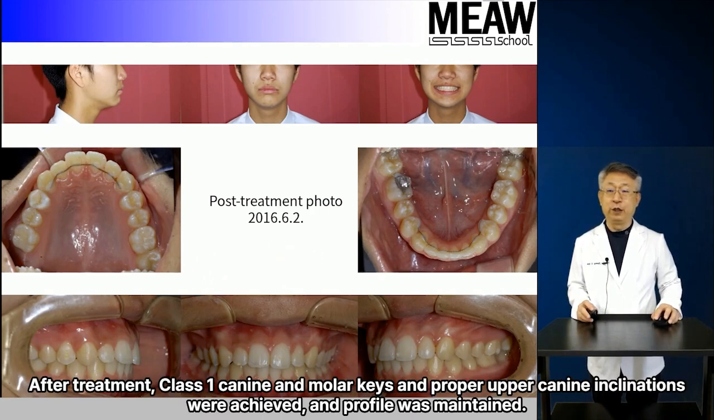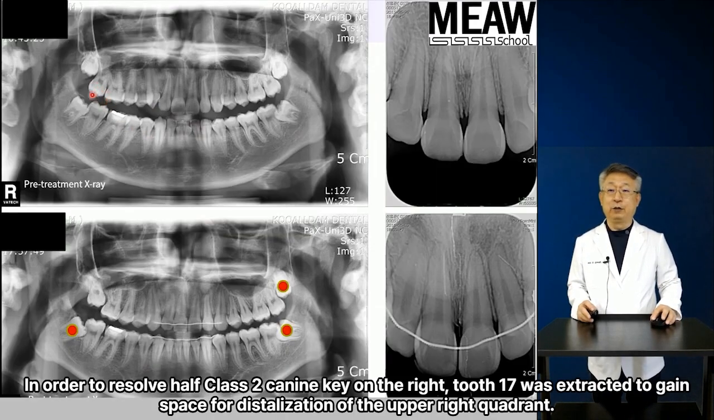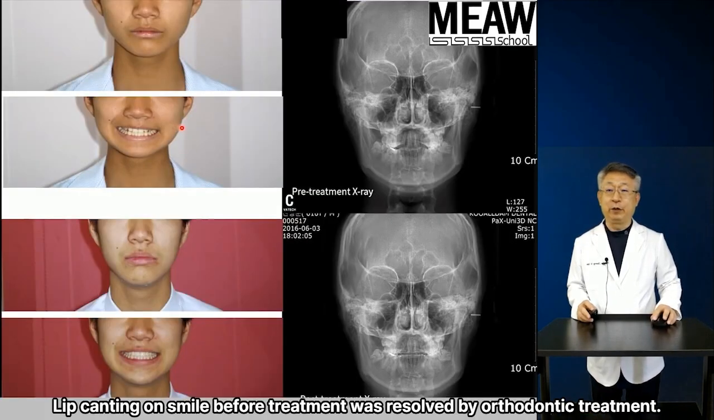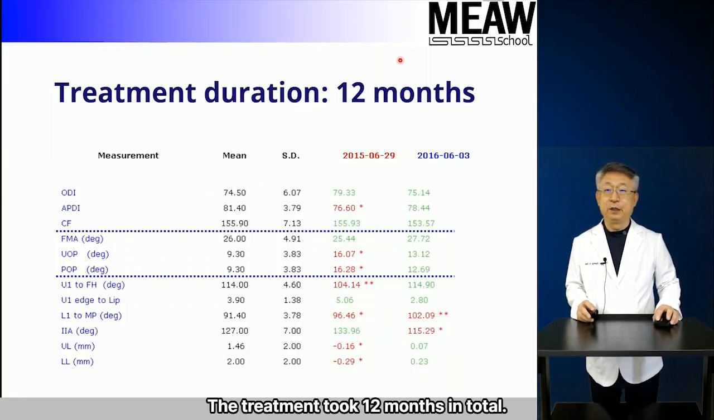After treatment, Class 1 canine and molar keys and proper upper canine inclinations were achieved, and profile was maintained. In order to resolve half Class 2 canine key on the right, tooth 17 was extracted to gain space for distalization of the upper right quadrant. Lip canting on smile before treatment was resolved by orthodontic treatment. The treatment took 12 months in total.